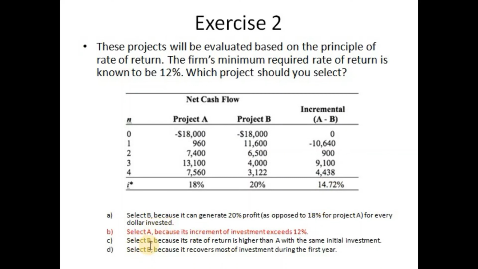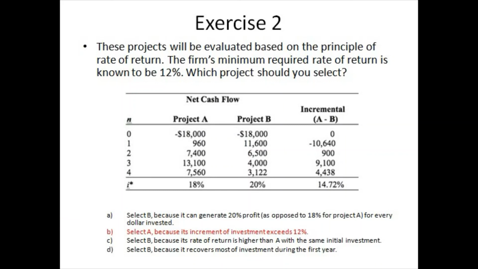Let's read the rest. "Select B because its rate of return is higher than A." I'm going to choose B because the IRR of B is greater than A? We never do that. "Select B because it recovers most of the investment during the first year." Here I have more return. No, we do not select based on this. We only compare the IRR of the increment to the MAR, so that's why we chose A.